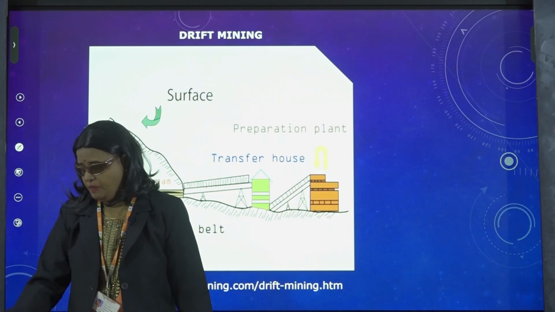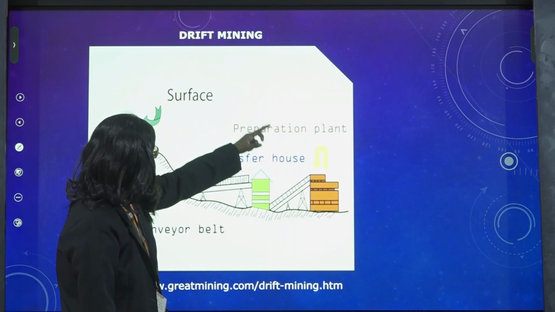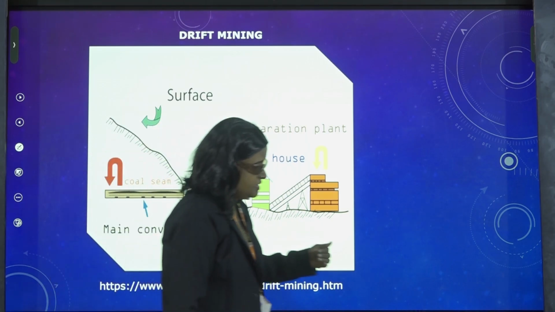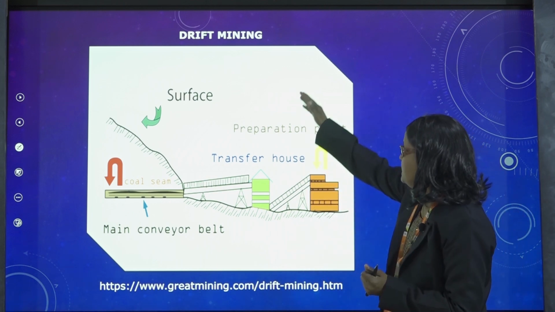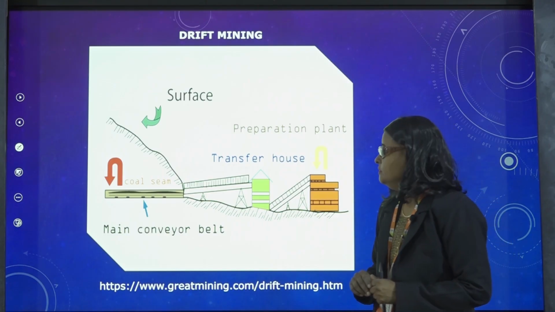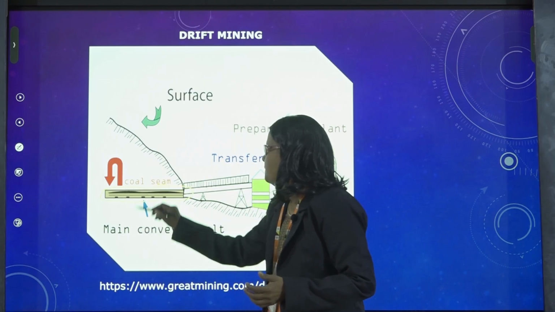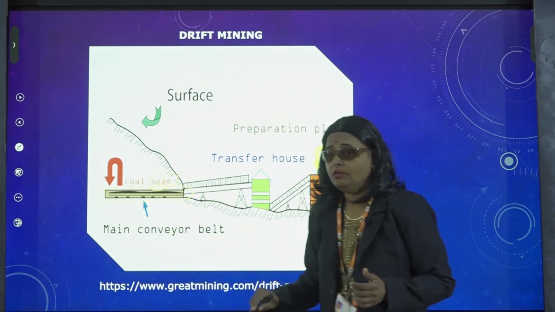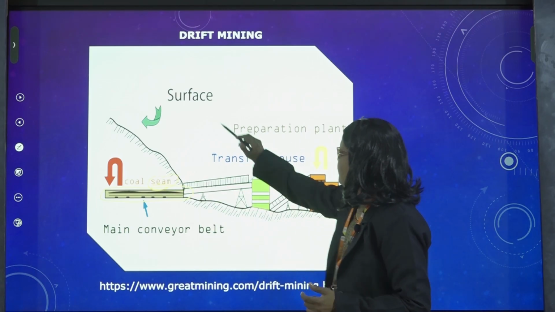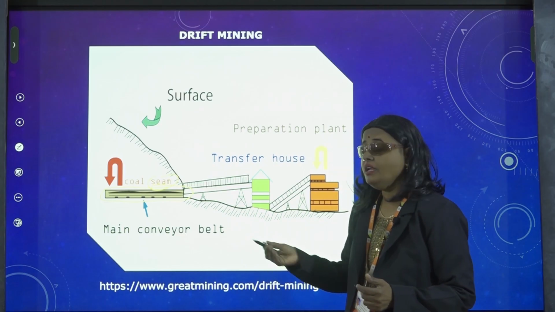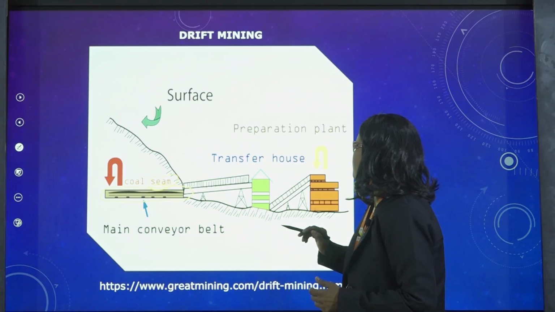Now, you can see this picture, all of you. I will come this side and explain. Listen, this picture explains drift mining. See, coal seam. It is nothing but a layer. So, the layer of coal is present here and this is the surface. What I explained in drift mining, horizontal tunnels, I told the students.